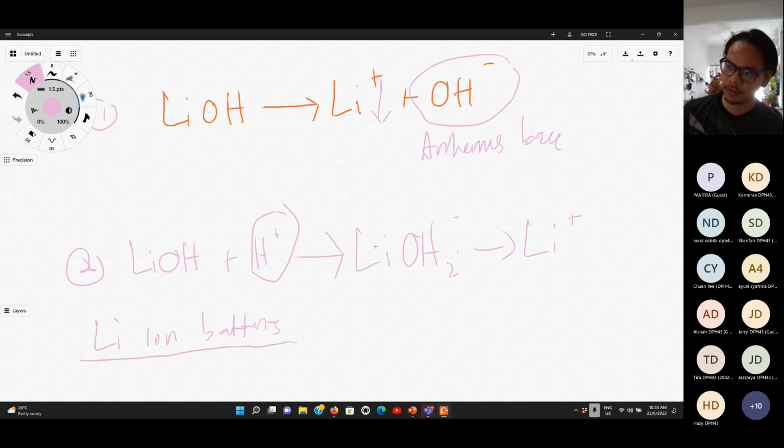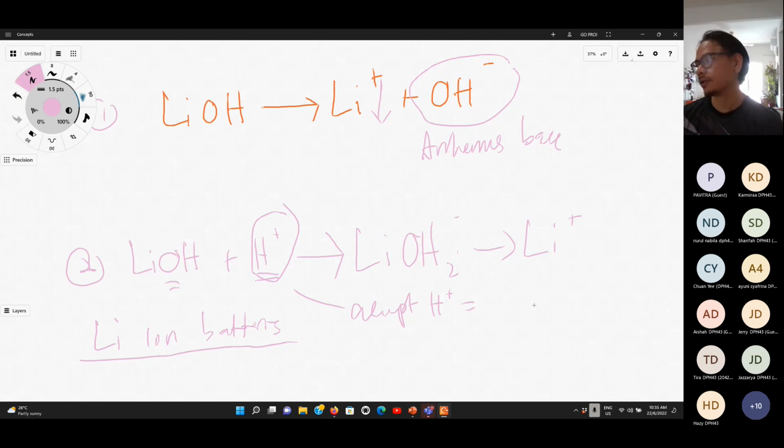Bila dah habis guna lithium, kita akan generate more lithium bila kita charge. So to answer that question tadi, bila kita add hydrogen to our lithium, that means dia boleh accept. So when it accept H+, that means dia adalah Bronsted and Lowry's base. Untuk bahan-bahan yang lain, dia tak boleh buat dua-dua benda ni.